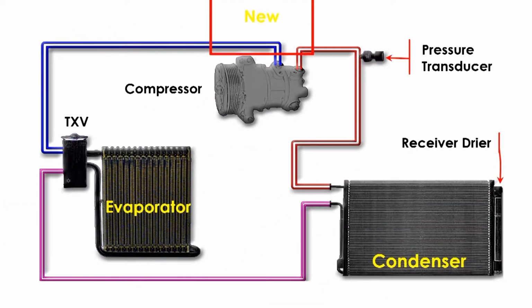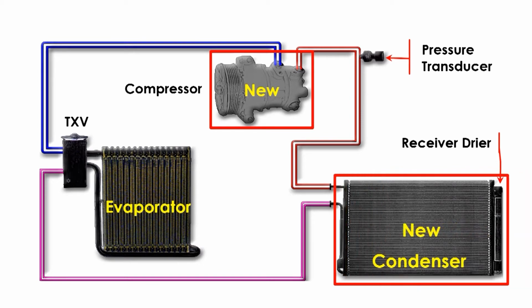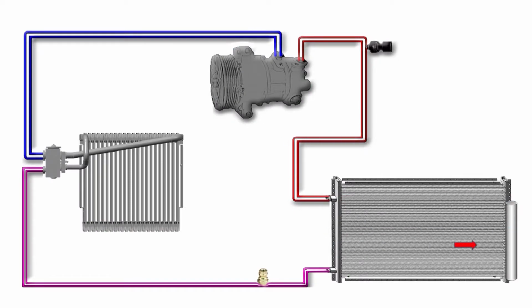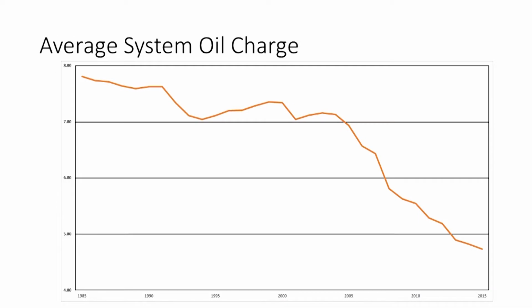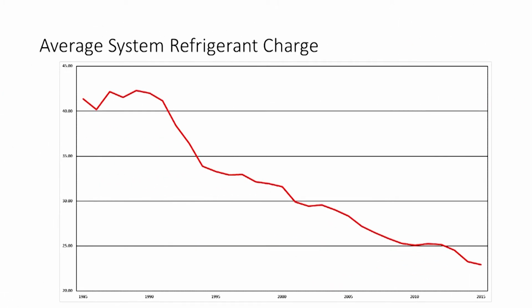Please note that if you are replacing a compressor with either a new or remanufactured unit for any reason, we are assuming that you are starting with a completely empty system. In other words, that every inch of the refrigerant path is either new or flushed. As these graphs clearly show, the average system oil and refrigerant charge amounts today are only about half what they were just 20 years ago.